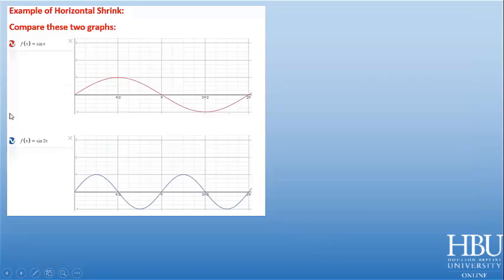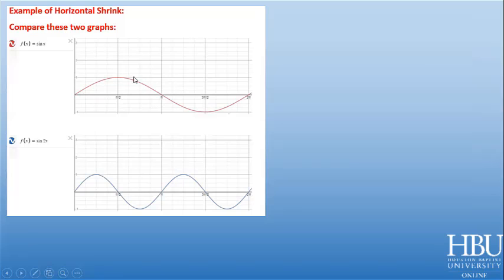Let's talk about horizontal shrinks and horizontal stretches. This time we're going to use f of x is the sine of x. That is a trigonometric function which you may study in later math courses. But for now, just realize that this red curve is the graph of f of x equals the sine of x. If I replace x with 2x so that I have another function equal to the sine of 2x, I actually am going to have a horizontal shrink of the original function.